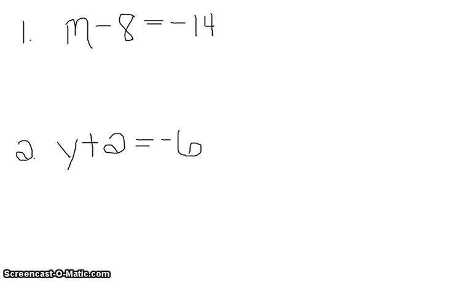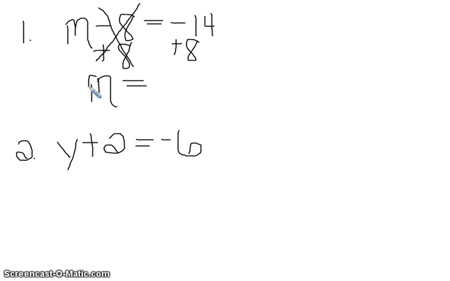So for the first one, that is m minus 8, we are subtracting 8 from the m. So the inverse or the opposite of that would be to add 8, making sure that what we do to one side we do to the other. So add 8 to both sides. Negative 8 and positive 8, that's going to give us the 0 that we need. So we're left with our positive m.